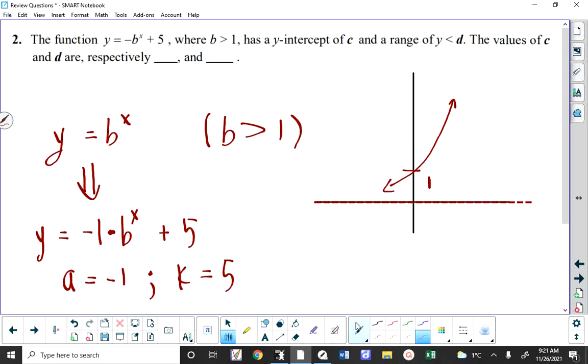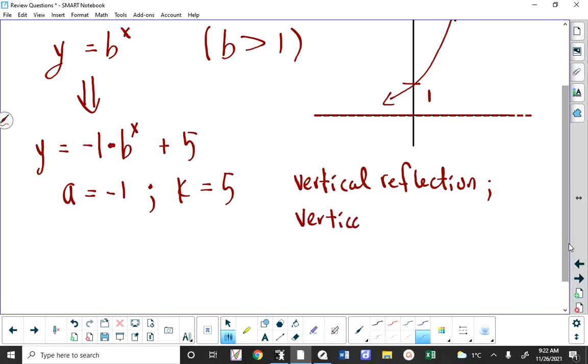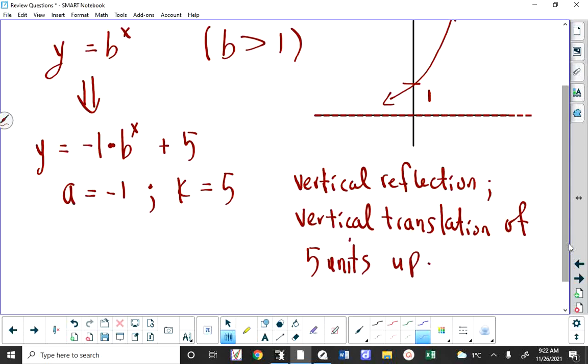So if this were a written response question, you could answer it by writing out, there is a vertical reflection, followed by a vertical translation of 5 units up. And then you could proceed to answer the question by sketching the result.